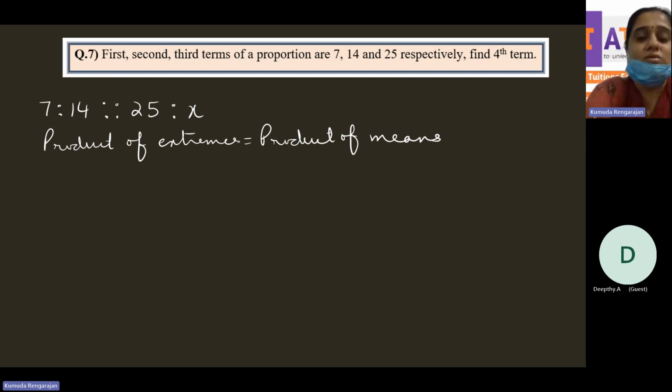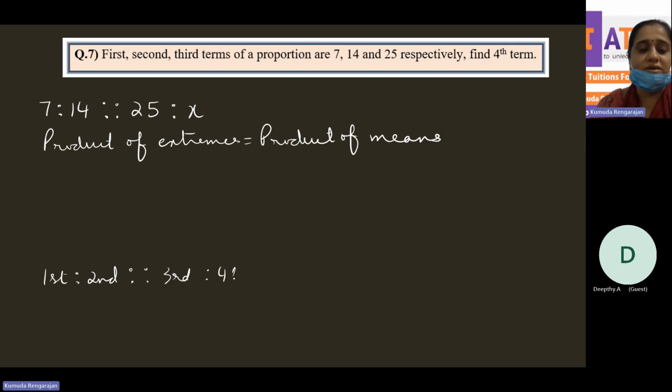Okay. So in a proportion, see here, first quantity is to second quantity is as to third quantity is to fourth quantity. What is the first quantity? 7. Second quantity, 14. 7 is to 14 is as to the third quantity, 25, is to the fourth quantity, which we don't know.